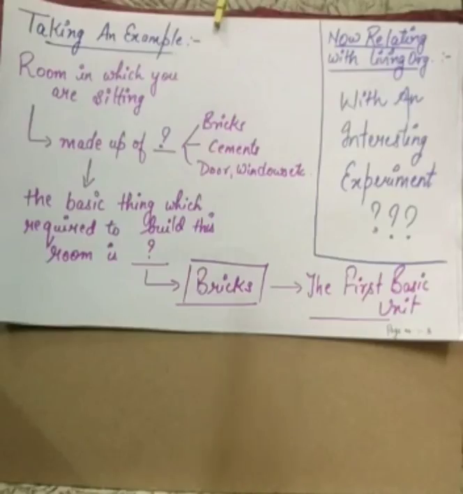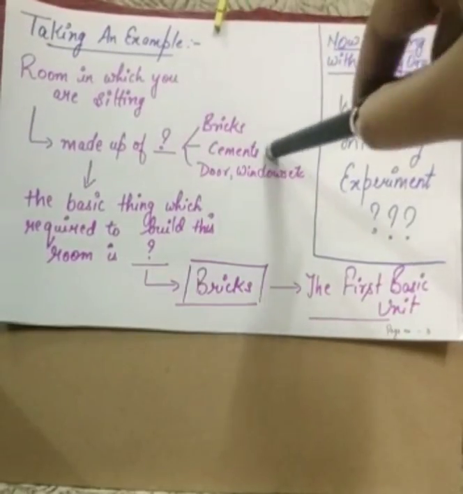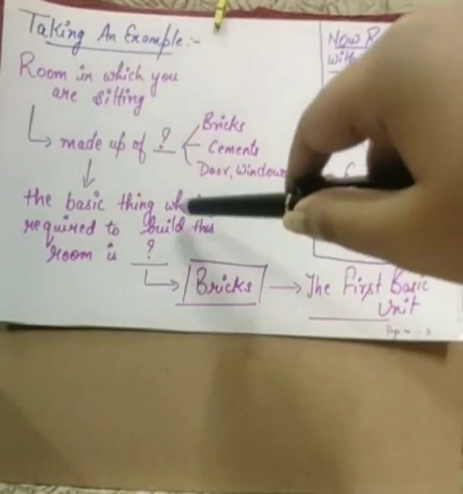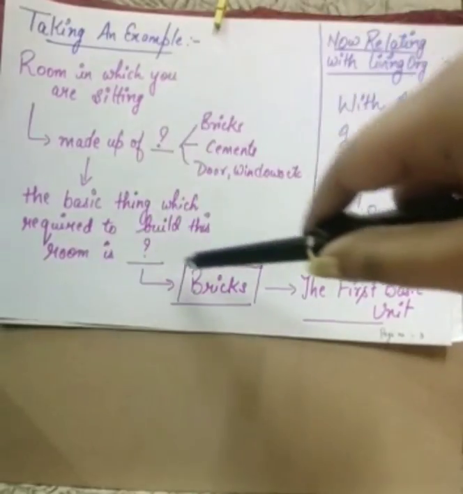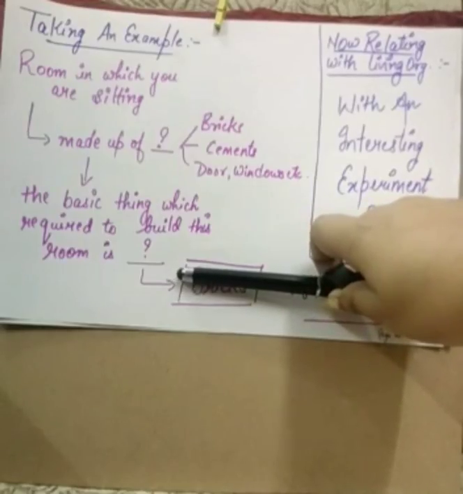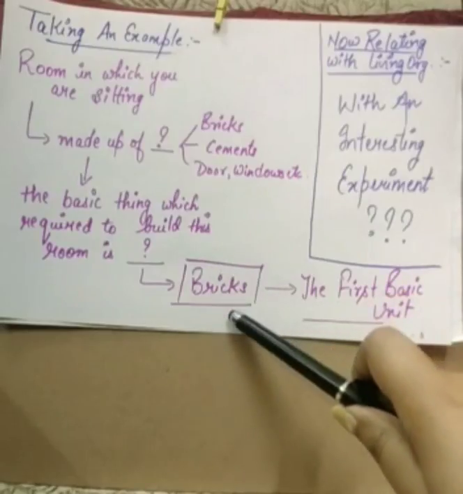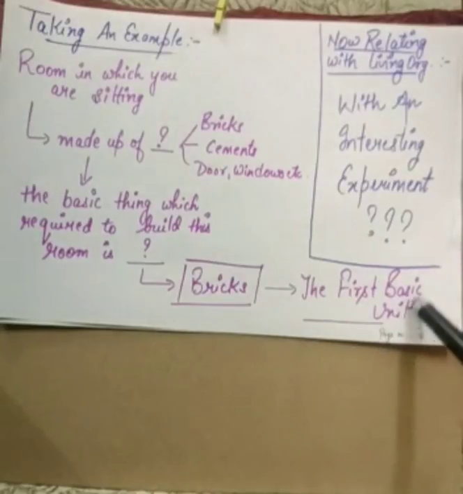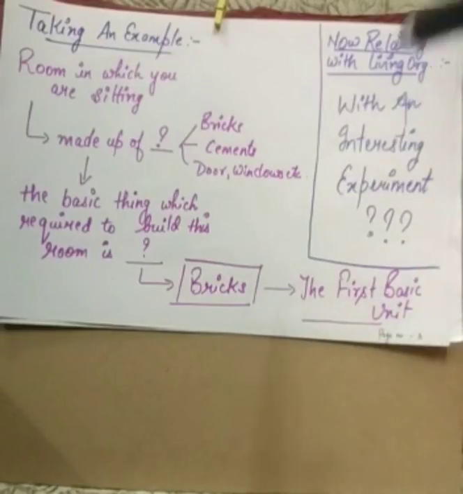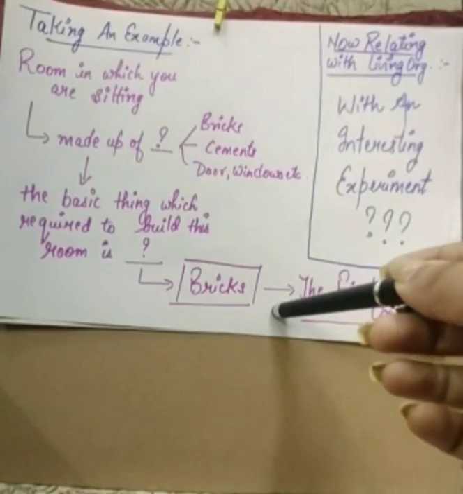In which room you are sitting, that room is made up of what? It is made up of brick, cement, doors, windows, etc. Now if I ask you what is the basic thing required to build this room, what will you call it? The first thing required to construct the wall of one side is a brick. So to construct the wall, the room or the complete room, the first basic thing required is a brick. Think, if the brick is not there, we are not able to construct the whole wall or whole room.